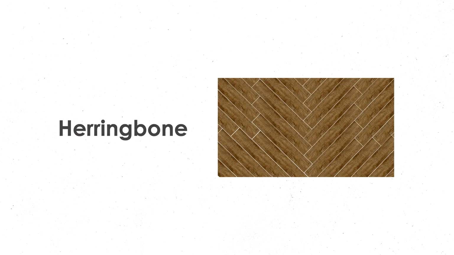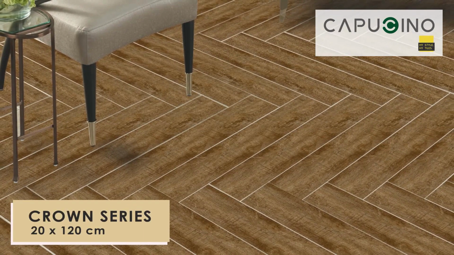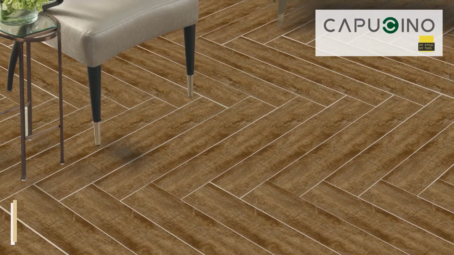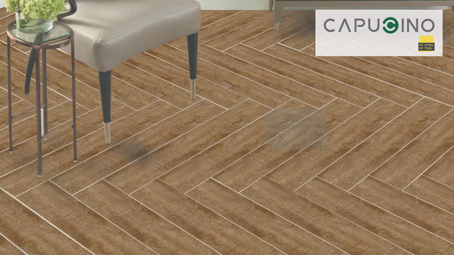Herringbone. This is arranging rectangular tiles at right angles to each other. And herringbone seems to be becoming on trend. Of course, it creates a visual interest to any floor or wall application.